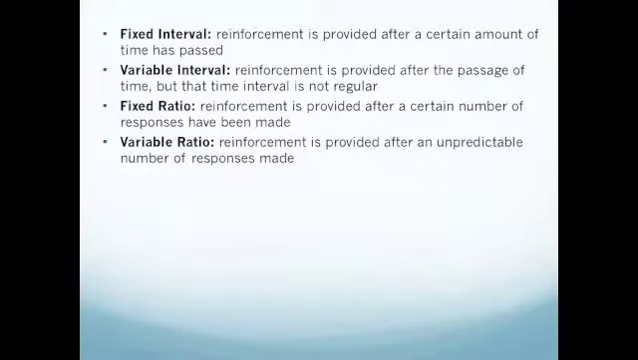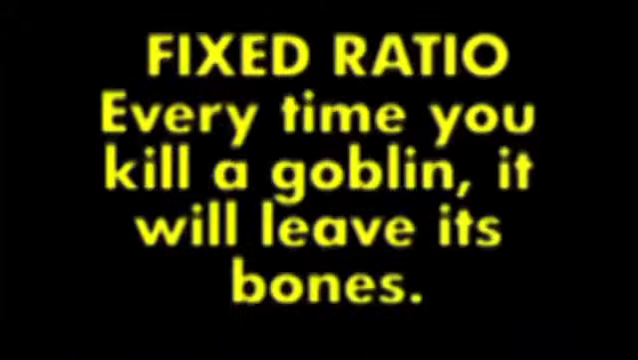For a fixed interval schedule of reinforcement, reinforcement is provided after a certain amount of time has passed. For a variable interval schedule of reinforcement, reinforcement is provided after the passage of time, but that time interval is not regular. For a fixed ratio schedule of reinforcement, reinforcement is provided after a certain number of responses have been made. And for a variable ratio schedule of reinforcement, reinforcement is provided after an unpredictable number of responses have been made.